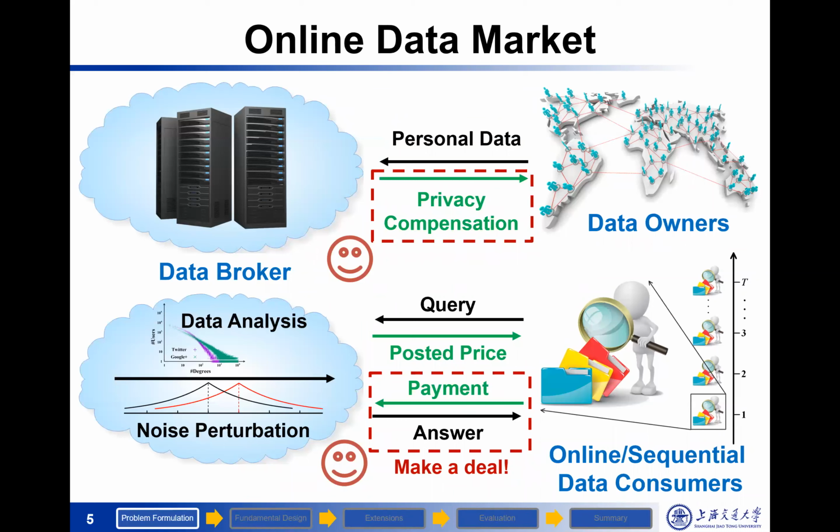Depending on the query and the underlying data set, the data broker can quantify the privacy leakage of all the data owners, and needs to compensate them if a deal occurs. The data broker then posts a price to the data consumer. If the price is accepted, the data broker will return the noisy answer, and compensate the data owners as planned. Otherwise, this deal is aborted, and the data consumer goes away.